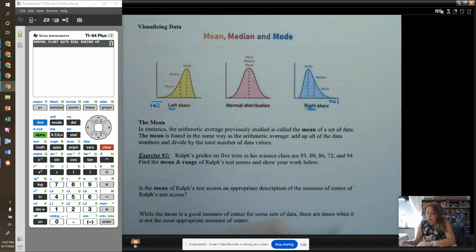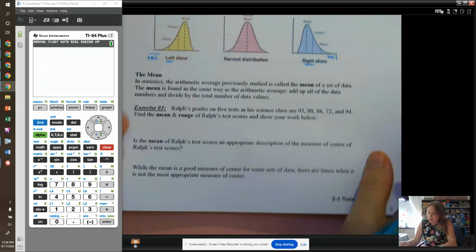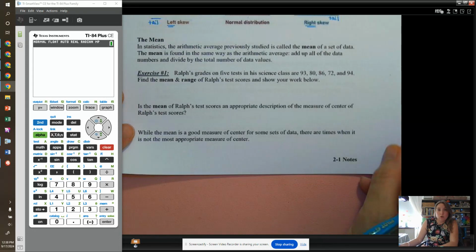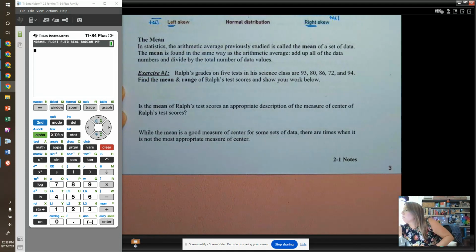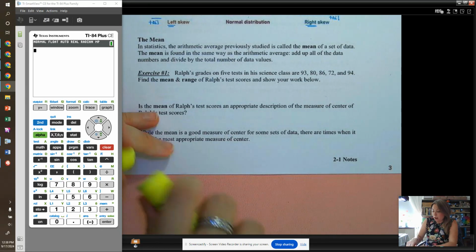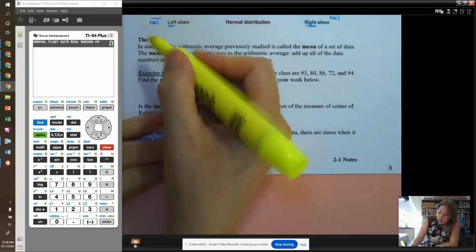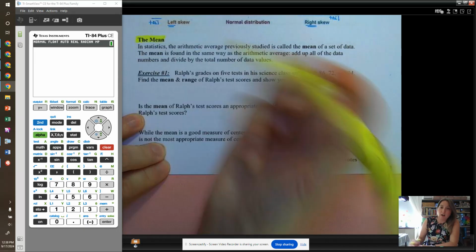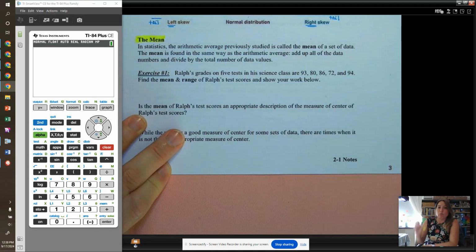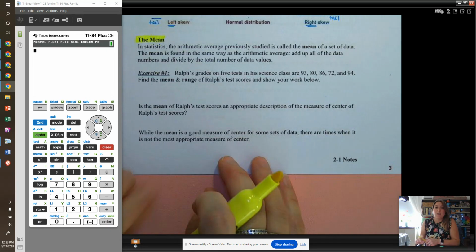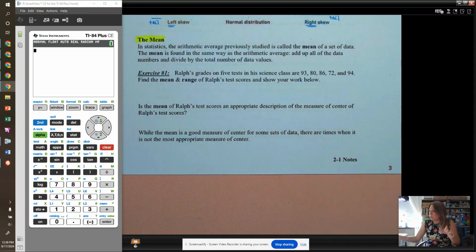Let's start with the mean, the average. Now, I know that all of you want to look at the mean and say, oh, well, that's just add them all up and divide by however many I have. And you're absolutely right. But I want to show you a way to do this on the graphing calculator that helps you get that right away. So if I'm looking at exercise 1, I'm going to use this with my graphing calculator right now.